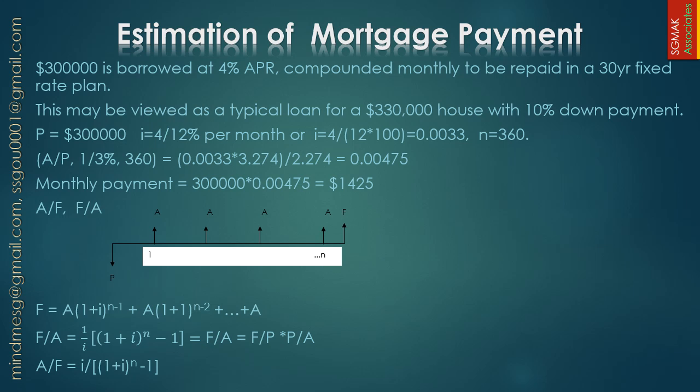Here's an expression for factor F over A. In P over A, you are moving the annuity payments into the present. In F over A, you take the annuity payments and move them into the future.